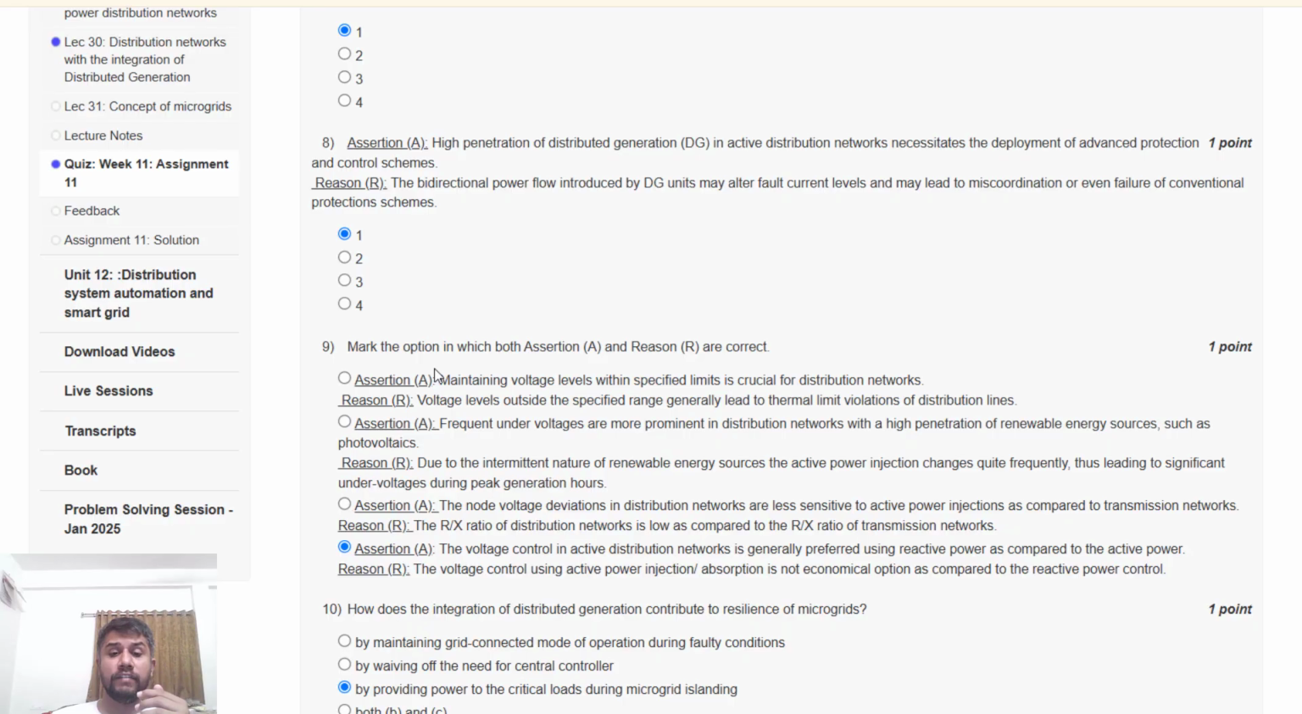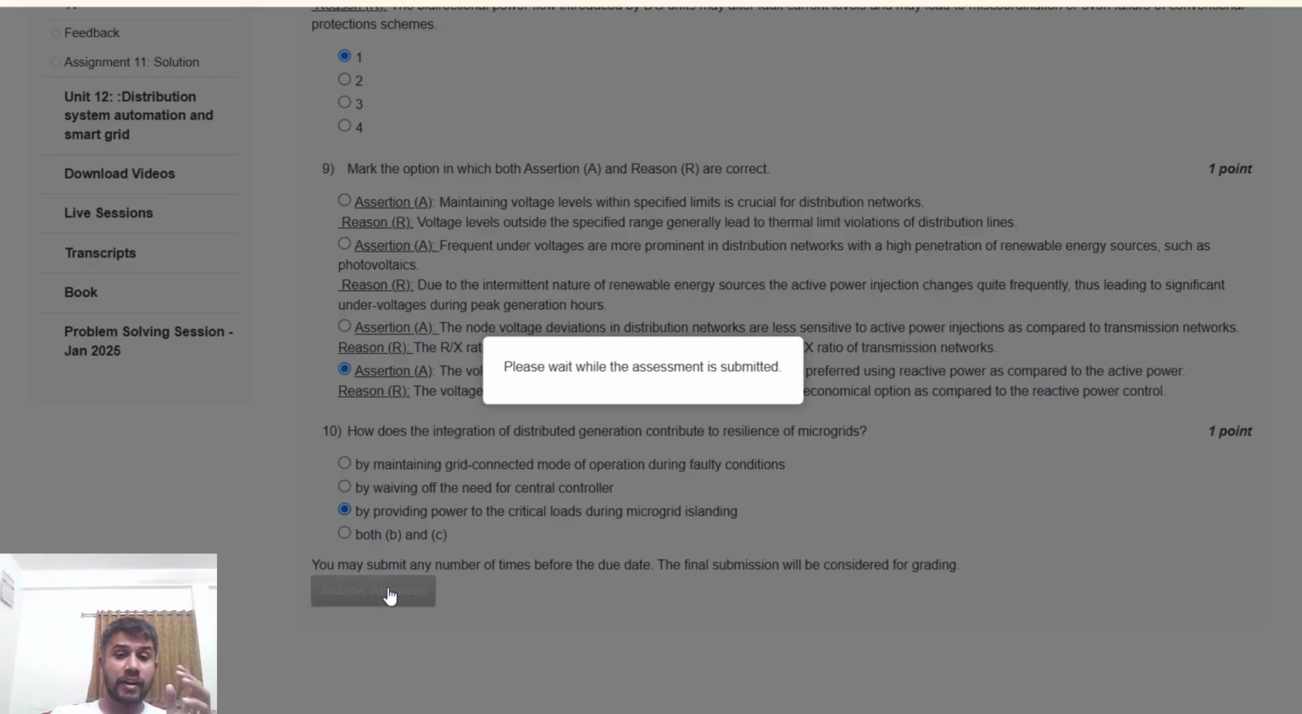How does the integration of distributed generation contribute to resilience of the microgrid? By providing the power to the critical load during microgrid islanding is the correct answer. So C is the correct answer in this. Now I am submitting the answer.